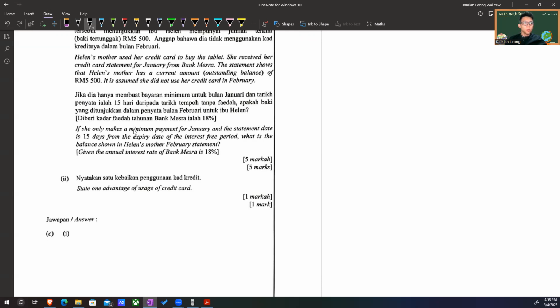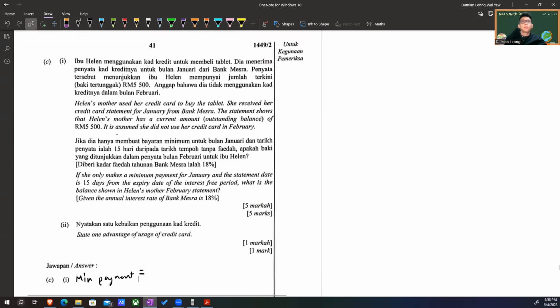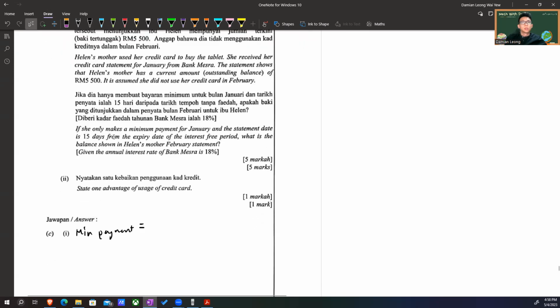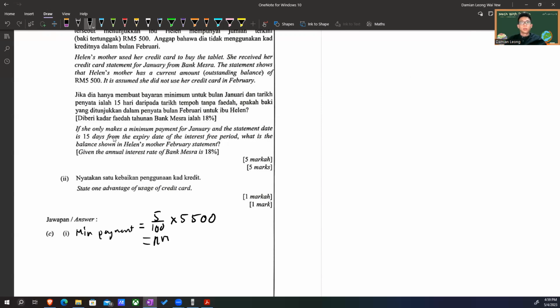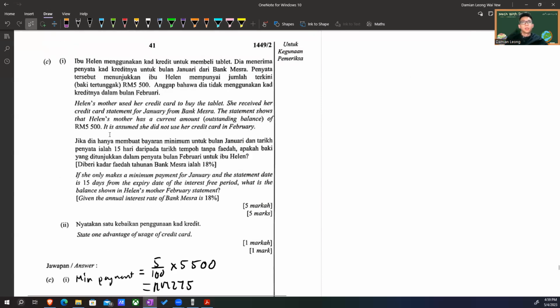So we find minimum payment. So minimum payment is either 5%, yeah, 5% or 50 ringgit minimum. So if I take 5% of 5,500, obviously it's more than 50. 5% times 5,500, 275 ringgit. That's the minimum payment made.